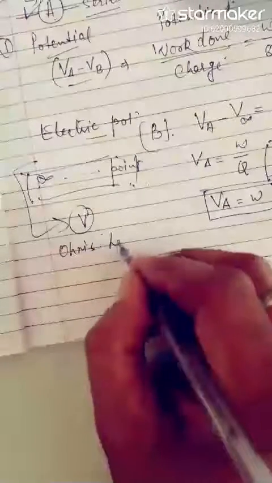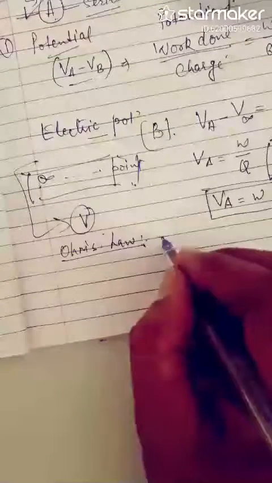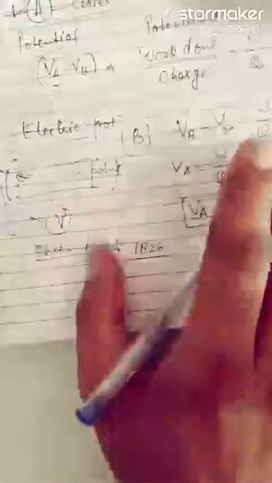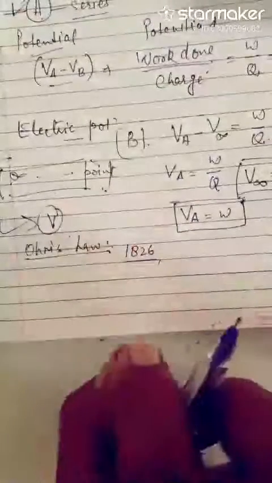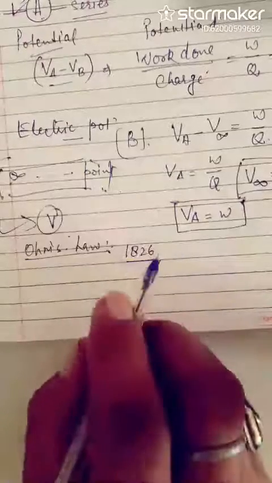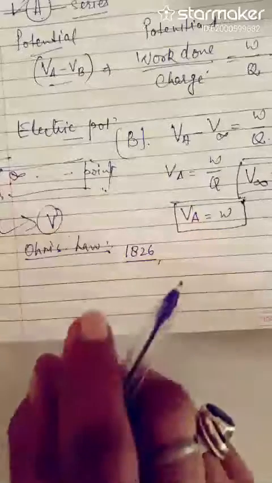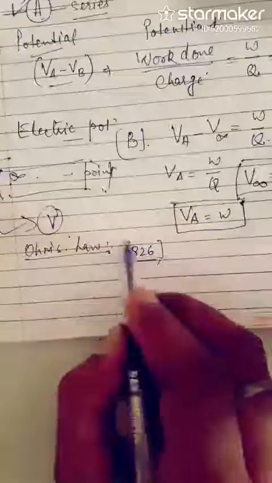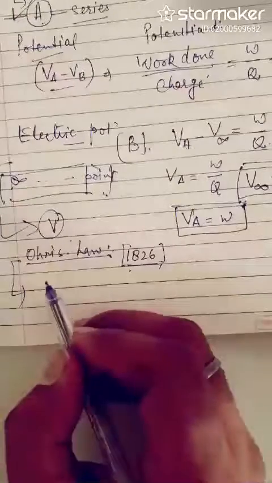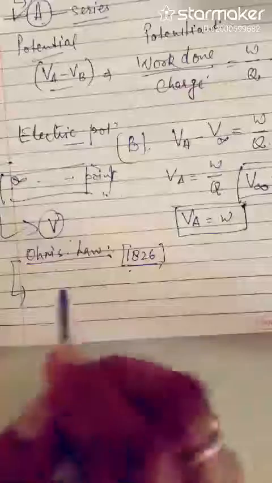Okay. The third point is Ohm's law. It's very important from the examination point of view. In the year 1826, a German physicist, George Simon Ohm, expressed a law for the relationship between the current passing through a conductor and the potential difference across its ends. This law is known as Ohm's law. So what is Ohm's law? Mr. George Simon Ohm, a German physicist, gave this law.